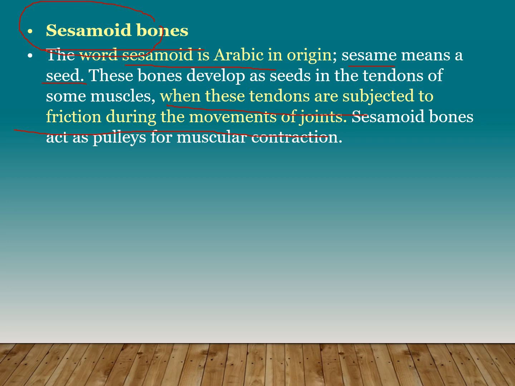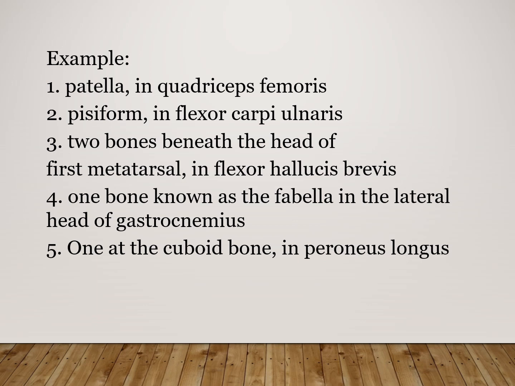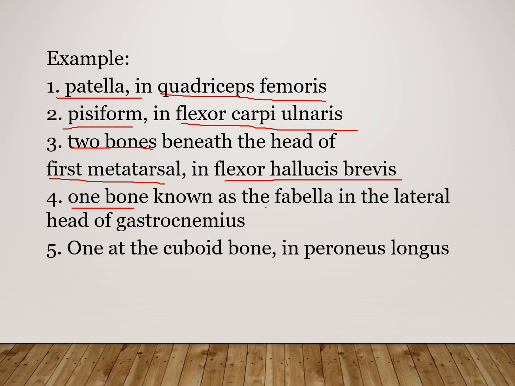What is their function? They act as pulleys for muscles. What are examples of sesamoid bones? Patella, formed in the quadriceps femoris in the front of the thigh. Pisiform, formed in the flexor carpi ulnaris in the front of the forearm. Two bones beneath the head of the first metatarsal, in the sole of the foot. One bone, the fabella, in the lateral head of gastrocnemius at the back of the leg. One at the cuboid bone in the peroneus longus.